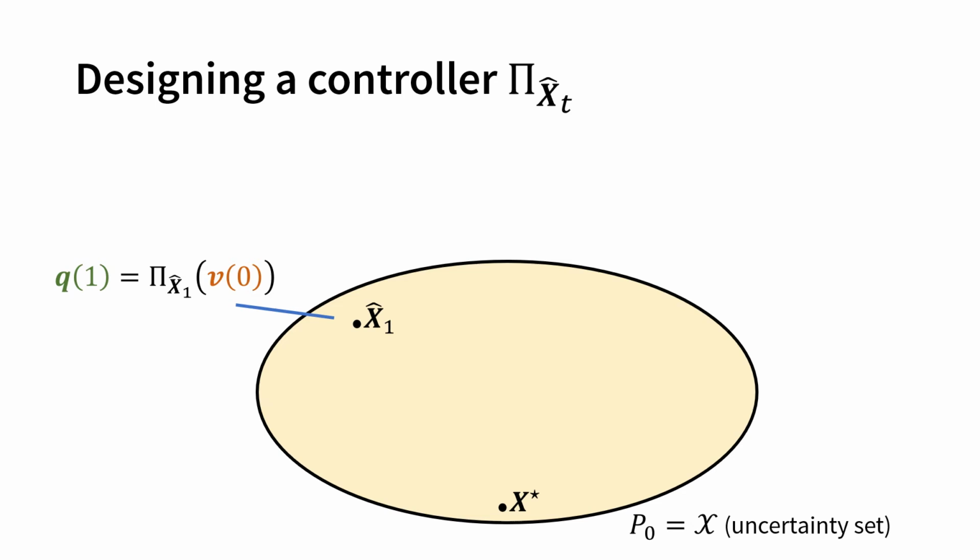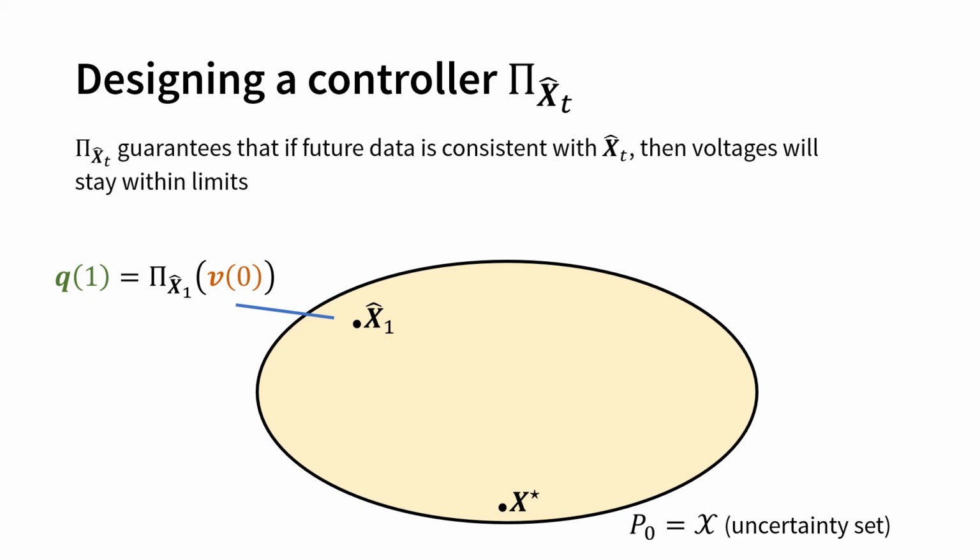For each model guess, we design a controller specific to that model. By a controller, I mean a function pi that maps the current voltage to a control action. So, given the initial model guess X hat 1, we have a controller pi of X hat 1 that takes as input the initial voltage V0 and determines the next reactive power injection Q of 1. We are able to design this controller with the guarantee that if all future data is consistent with that model, then voltages will stay within limits.